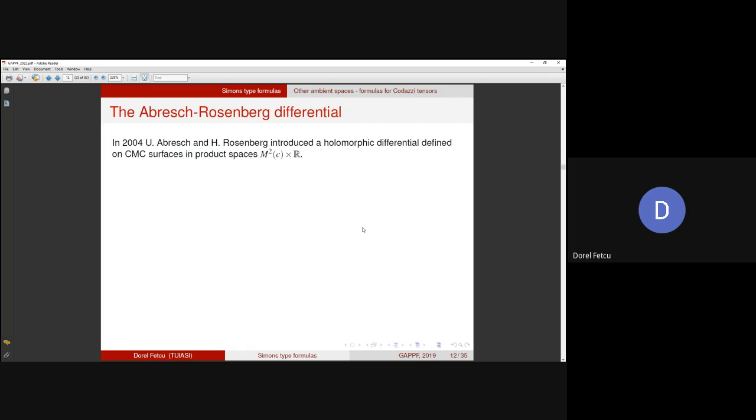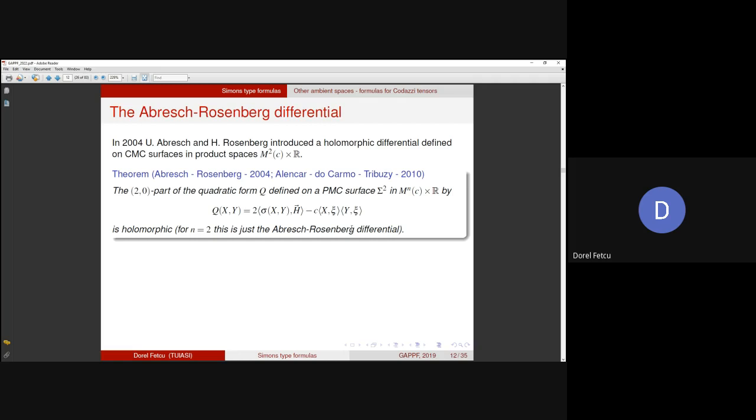the Abresch-Rosenberg differential. In 2004, Uwe Abresch and Harold Rosenberg introduced a holomorphic differential defined on CMC surfaces in product spaces M2 cross R. And their result was extended to any codimension by Alencar, do Carmo, and Tribuzy in 2010. So the theorem obtained in 2004 and then extended in 2010 says that the 2-0 part of the quadratic form Q defined on a PMC surface in a product space by this formula is holomorphic.